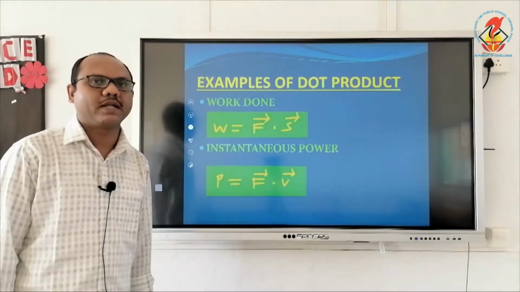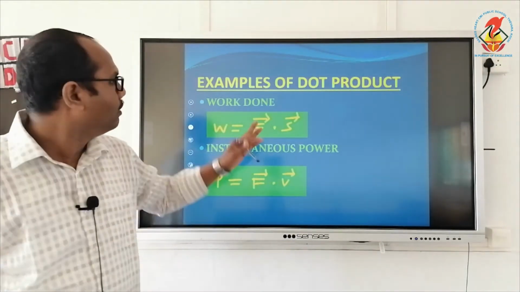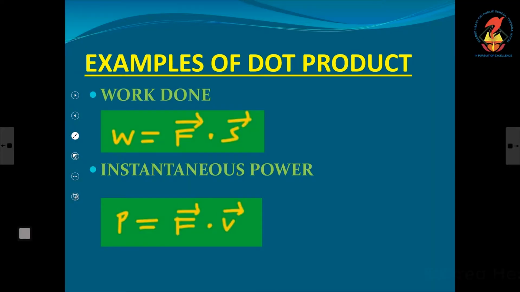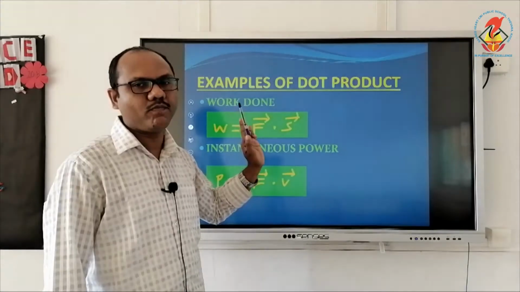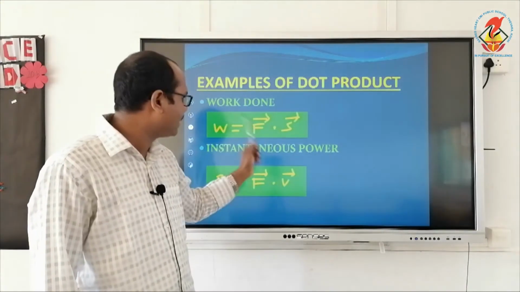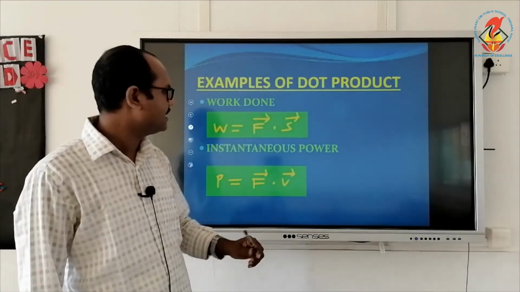Examples for dot product. I have given two examples. The first example we have already discussed, work done. Work done is equal to force into displacement. So I write W is equal to F into S, W is equal to vector F dot vector S. Don't read it as F into S, you have to read it as vector F dot vector S.